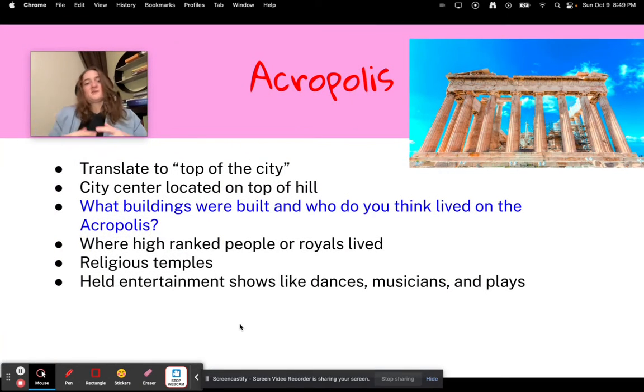All right, so it was high ranked people or royals that lived on top of the Acropolis. There were also a lot of religious temples. For example, here is the Acropolis, okay, with a capital A, that is in Athens. They also held entertainment shows like dances with musicians and also plays at Acropolises.